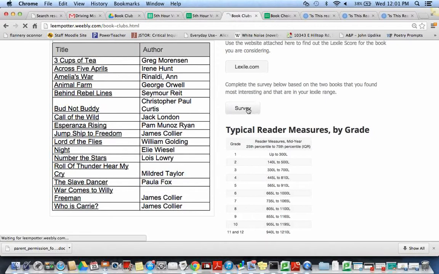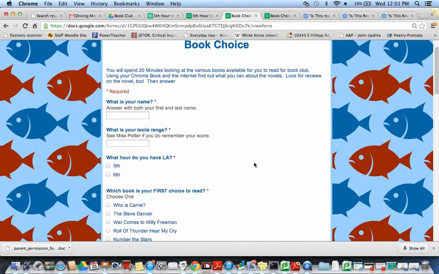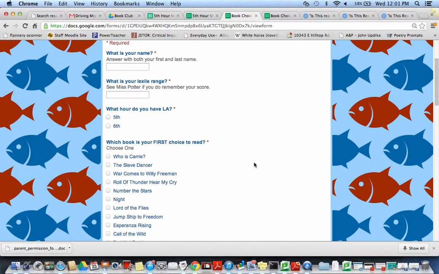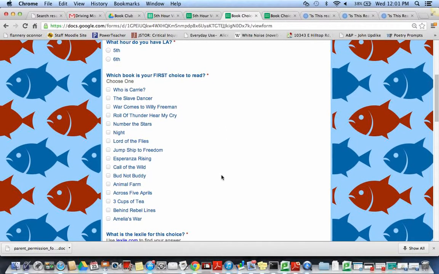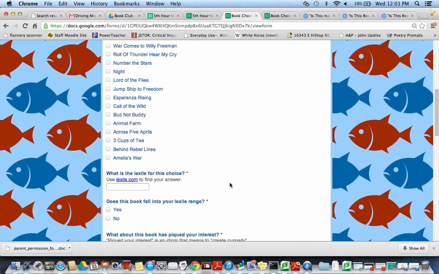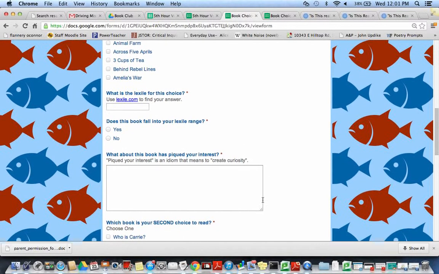When they had completed that, they then went to this survey. And in the survey, they were asked to do some specific things. Some of them were just administrative to be able to sort the information for myself, as far as their name, their Lexile range. But then I asked them to give me their first choice as far as books to read. In this role, I am asking students to make a decision about what they think is going to be most interesting. I asked them to confirm the Lexile level was appropriate for them, and then to tell me a little bit about what piqued their interest about the novel.